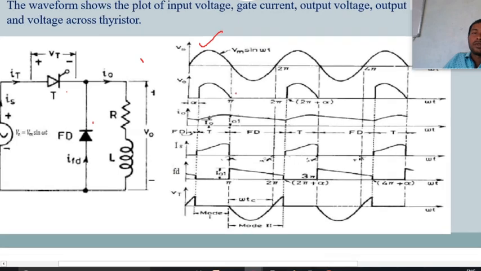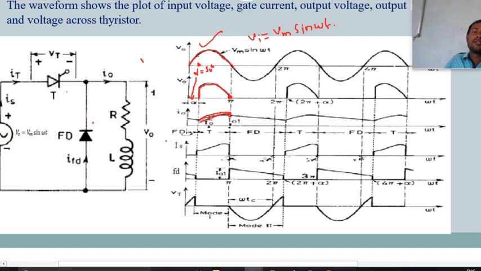Okay, so this is the input voltage. V input is equal to Vm sin omega t, and if you give the firing angle alpha, let us take 30 degrees, the output will conduct up to 180 degrees, and current in the inductor stores energy.